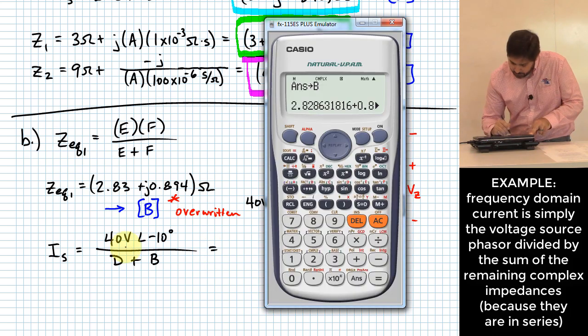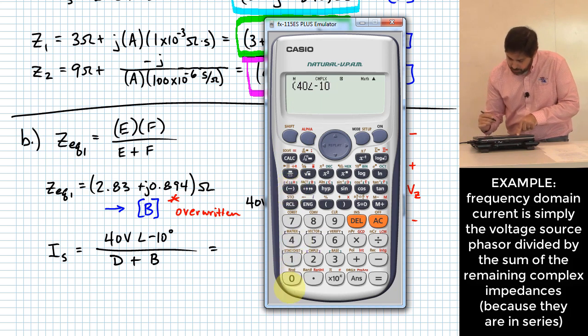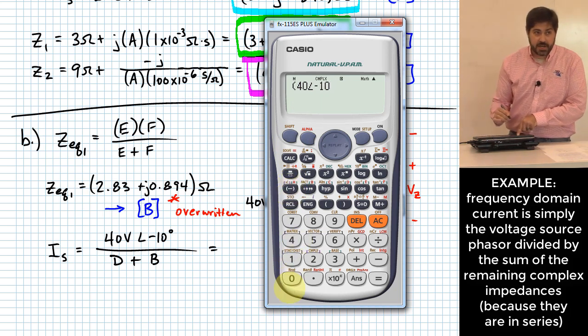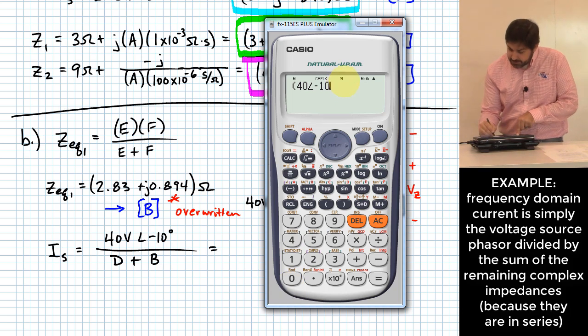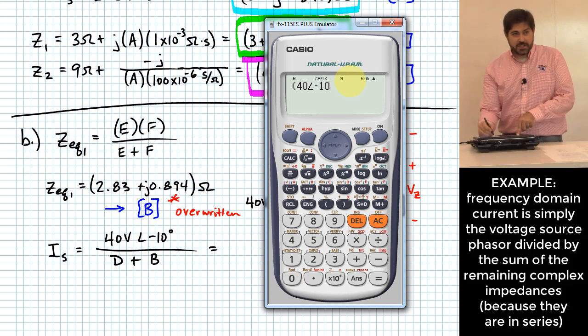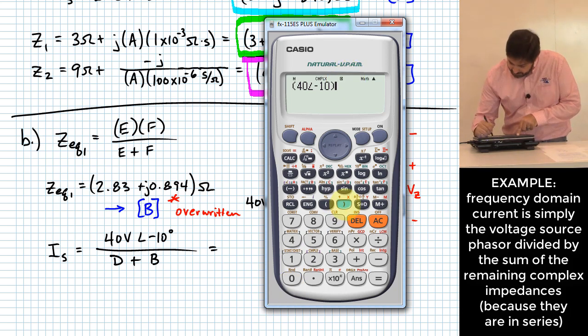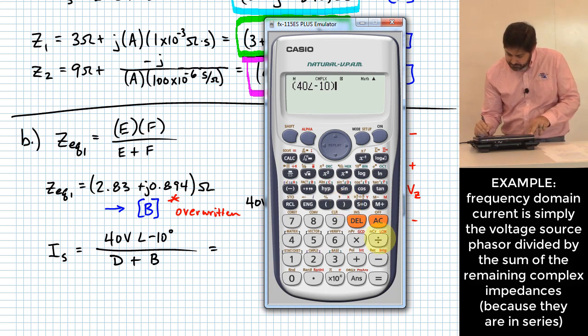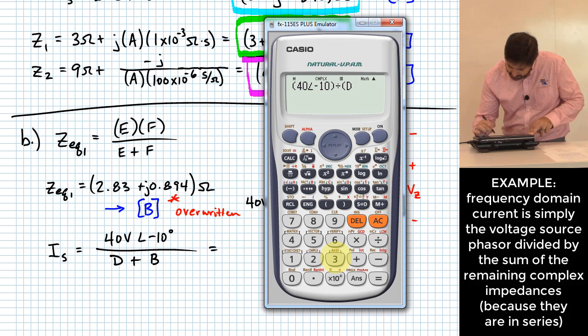I don't think I have 40 volts angle of minus 10 degrees stored anywhere, so I'm going to have to put that one in manually. So 40 at an angle of negative 10. At this point, it's probably a good idea for me to just double check that my calculator is in degree mode, right? That's kind of a big deal. Make sure that you're not mixing modes there. And then I'm going to take this and divide it by D plus B.